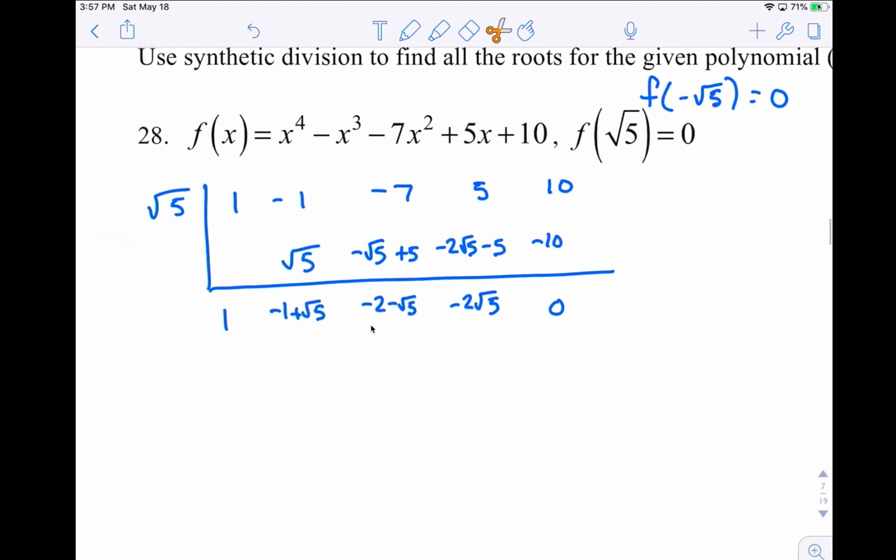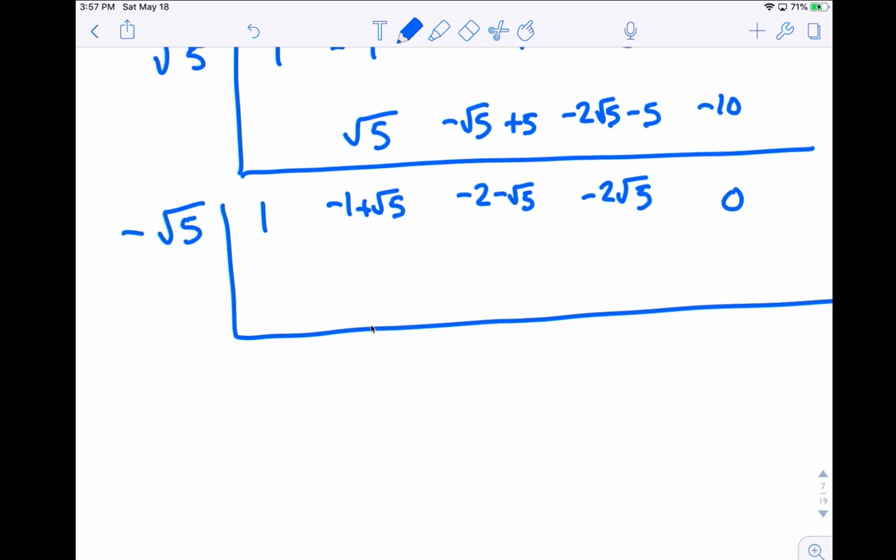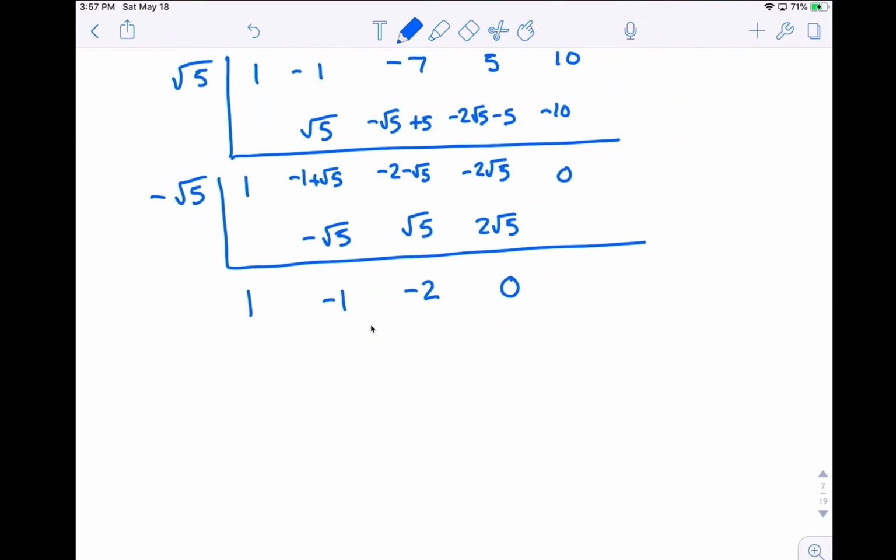Okay. So I'm down to 1, and then I'm going to do the other one. So the other one is negative root 5. So you bring down the 1. That's negative root 5, which is then negative 1. Positive root 5, which is then negative 2. And then that's positive 2 root 5, which is then 0, which is good.